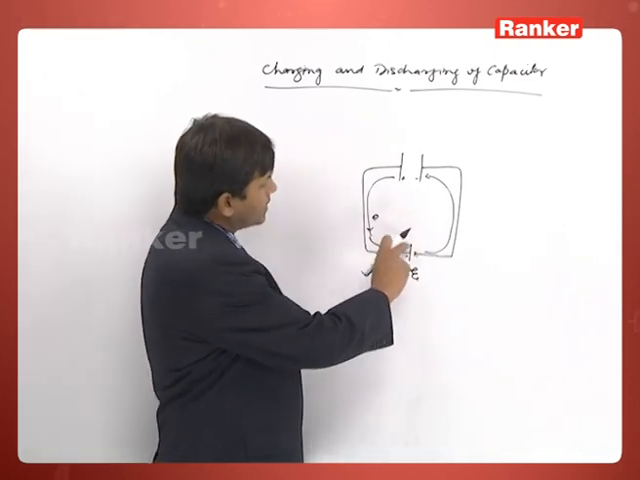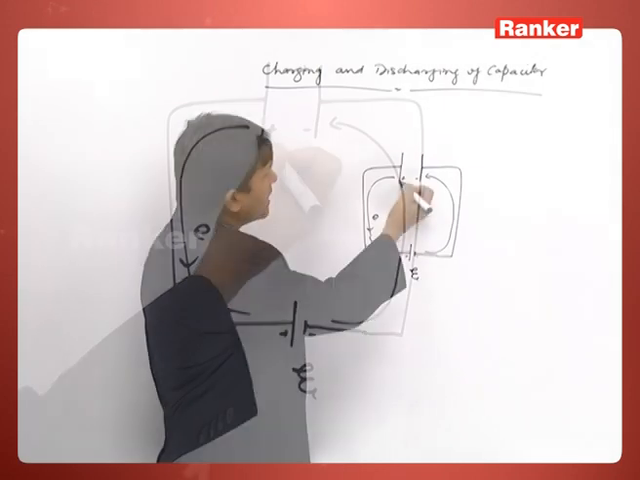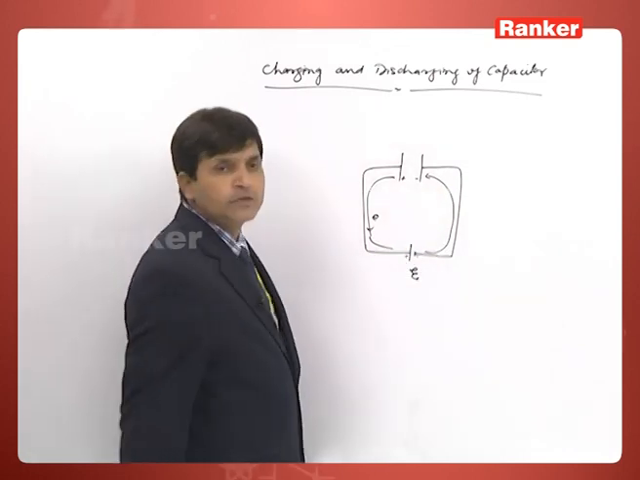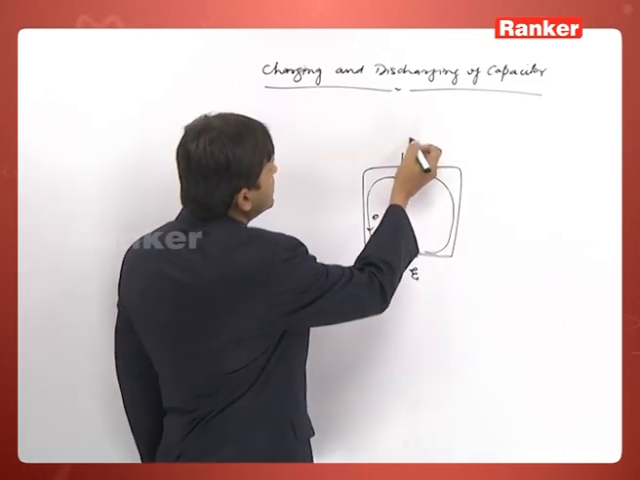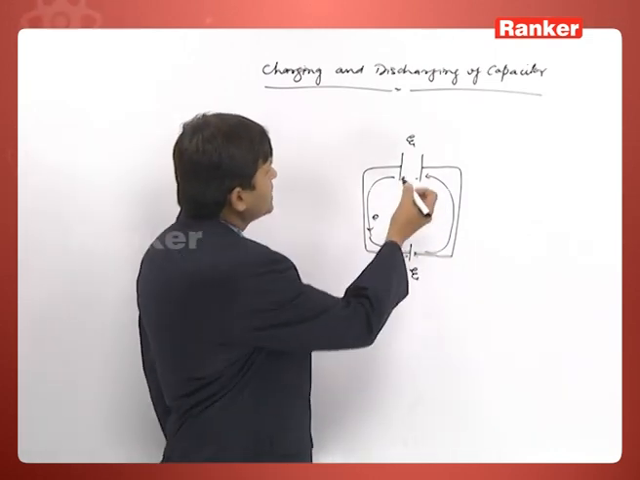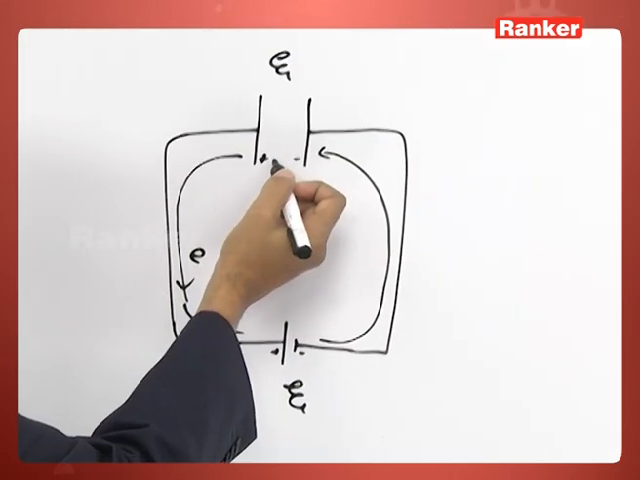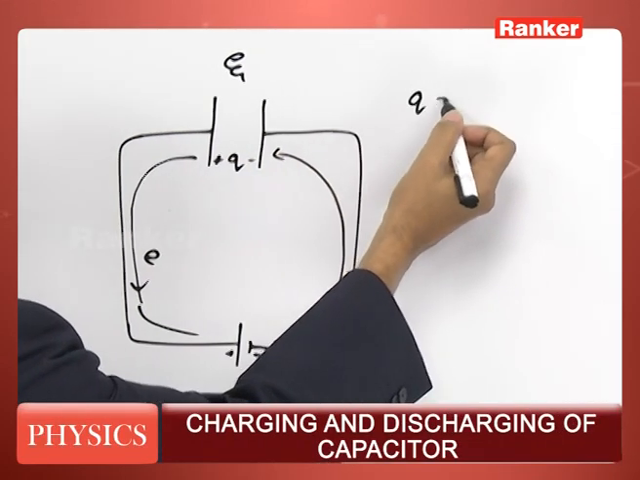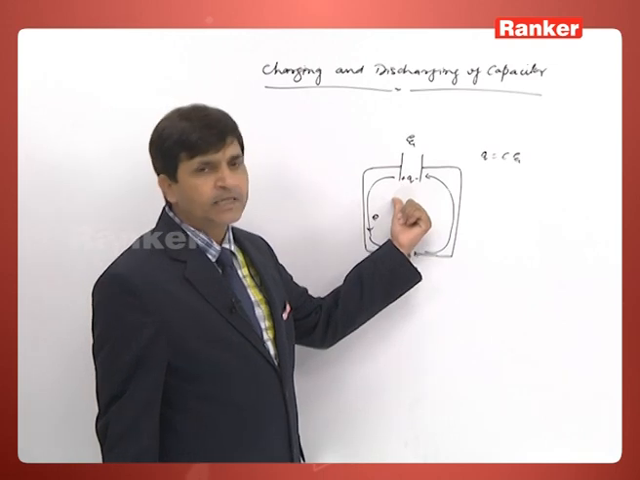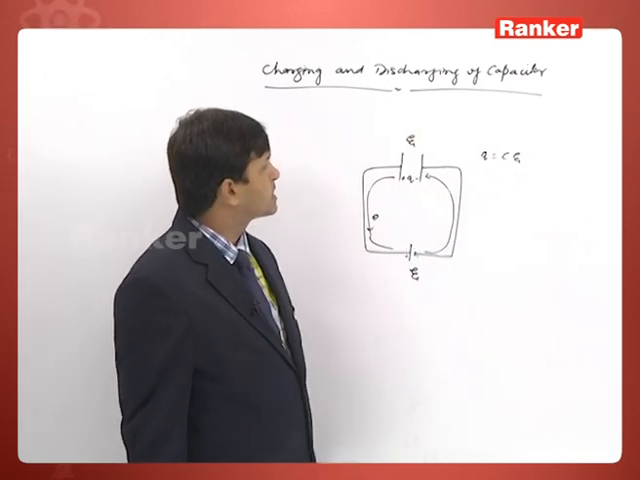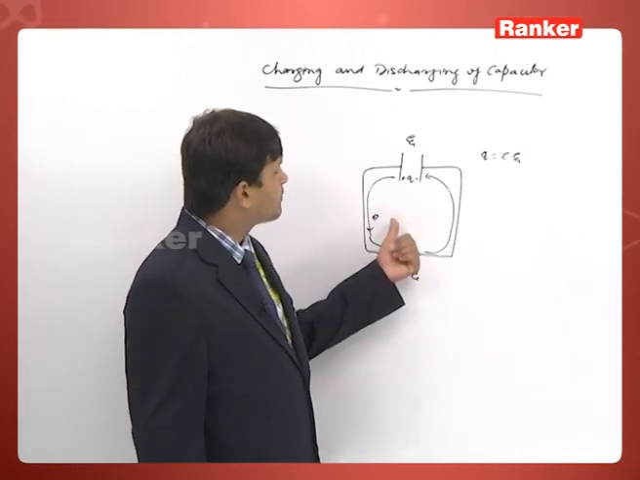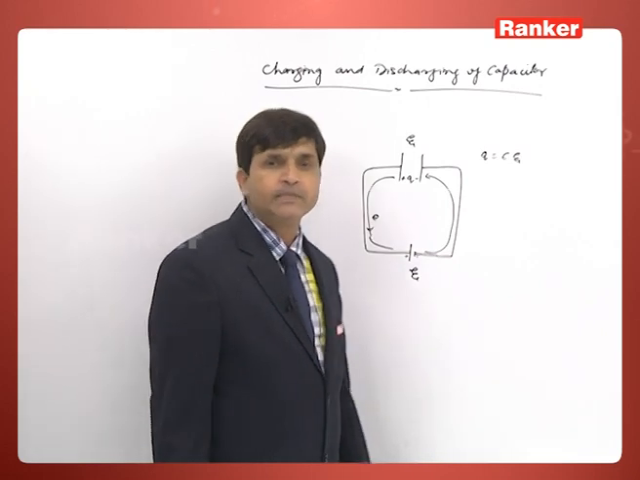So finally, the potential of this electrode and this plate will be the same, as well as the potential of this electrode and this plate. So the final potential difference between the plates is the same as the potential of the cell. So we can say, if because of this potential charge Q came here, then Q is equal to C times E, where C is the capacitance of the capacitor and E is the potential drop across the capacitor. So this is the charge. This is called charging of a capacitor. In this manner, charge comes into a capacitor.